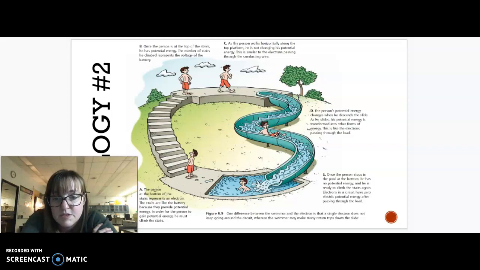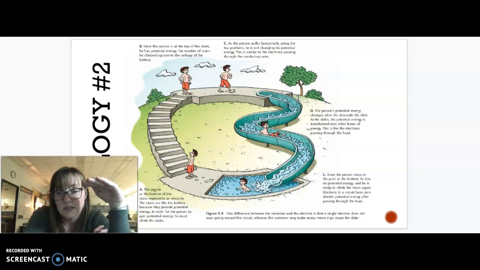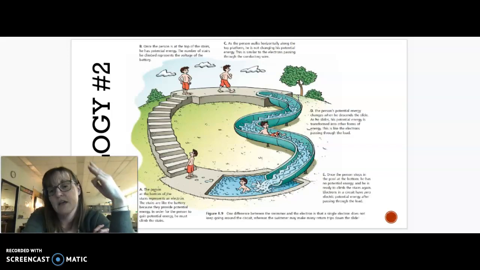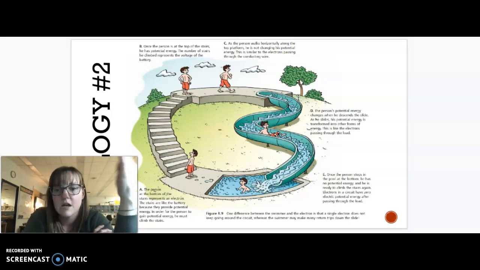The person at the bottom of the stairs represents an electron, and the stairs are like the battery because it has to provide that potential energy. As it climbs up the stairs, it's going to gain potential energy. So at the top of the stairs, it has energy. As it goes horizontally across the top, that's like going through your wire because it hasn't changed its potential difference. It has to go through a load like your light bulb, your motor, your fan, your resistor, and that's going to cause the energy to be removed.